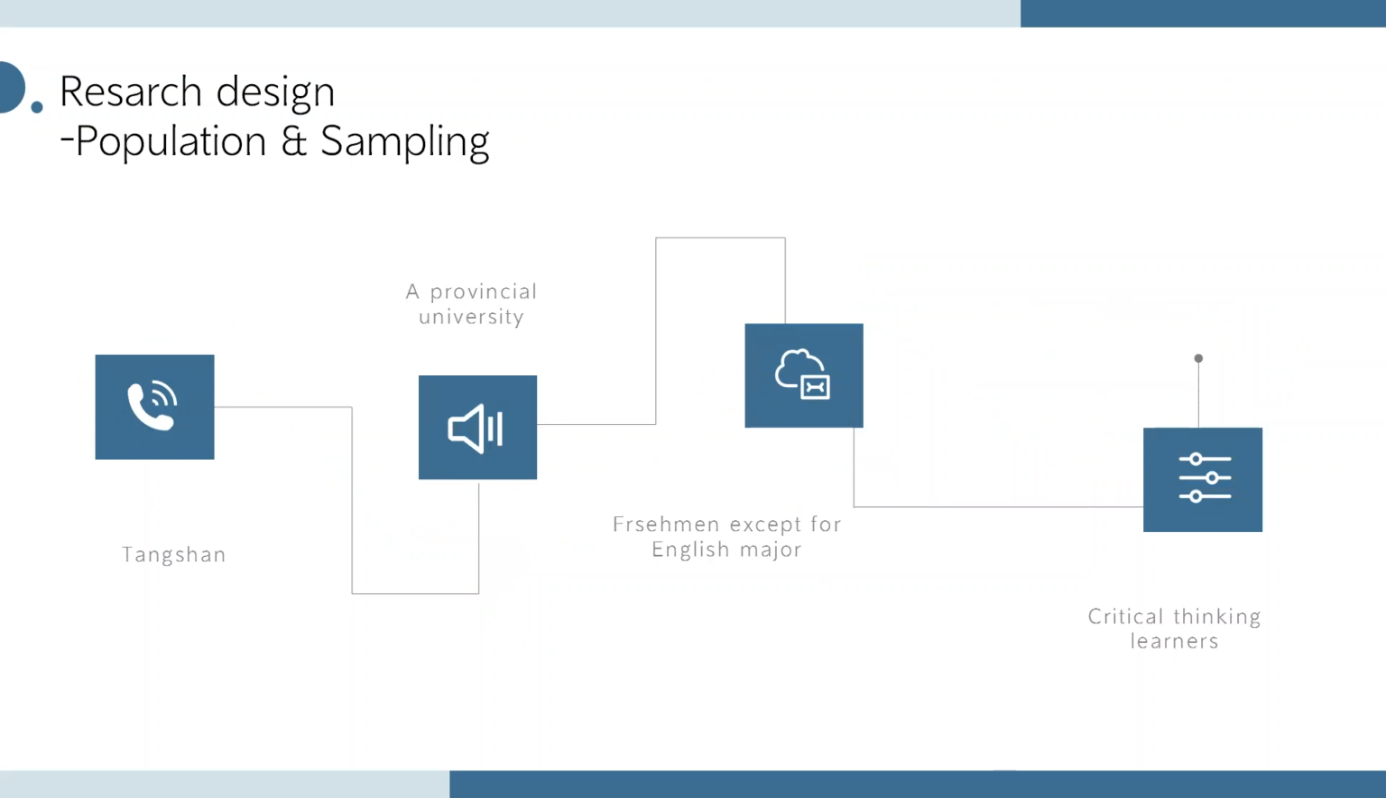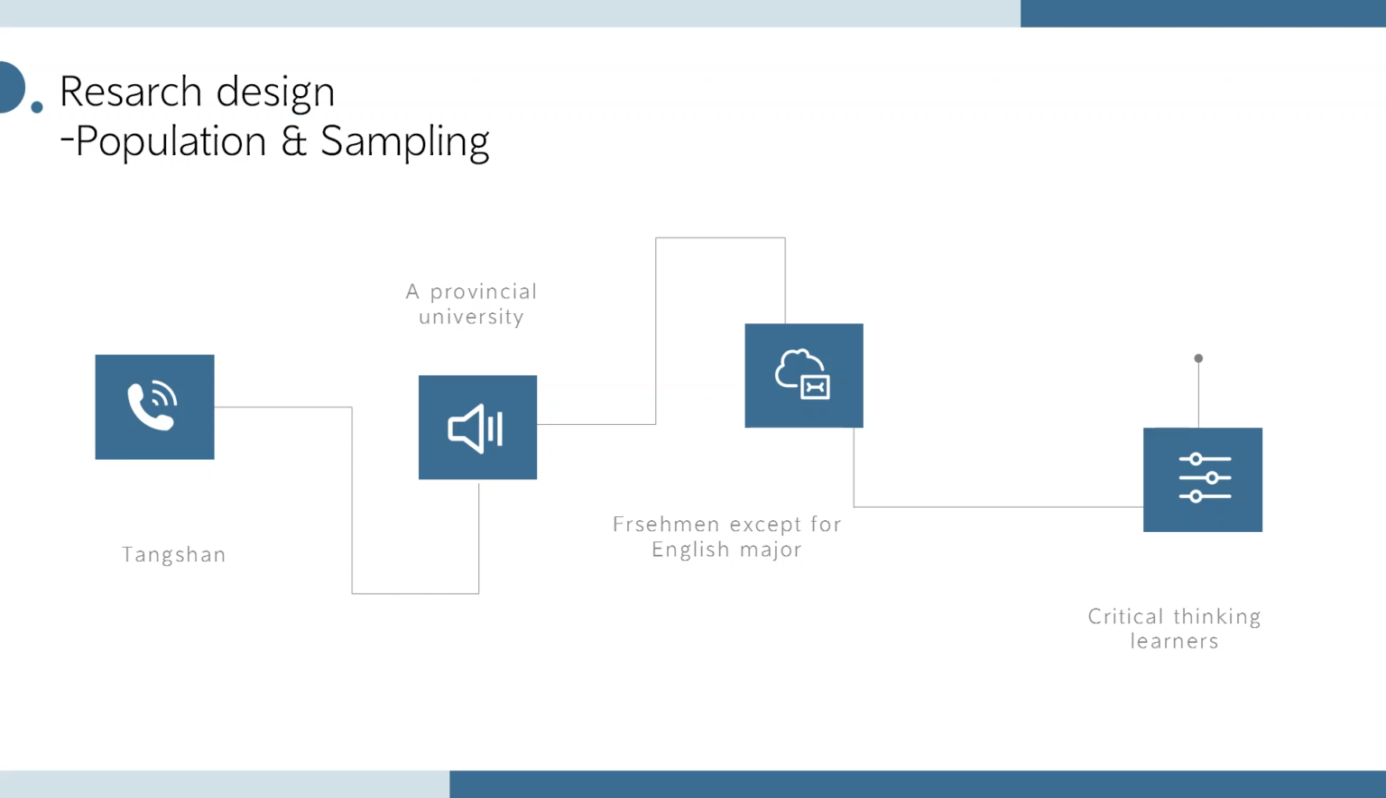In the population and sample part, we choose a provincial university in Tangshan as our subject. Students' academic performance in the university ranks neither too high nor too low in the country. They can represent the majority of college students who take average scores in academic performance. In the university, all the freshmen, except English majors, are required to have 1 year of college English lessons.